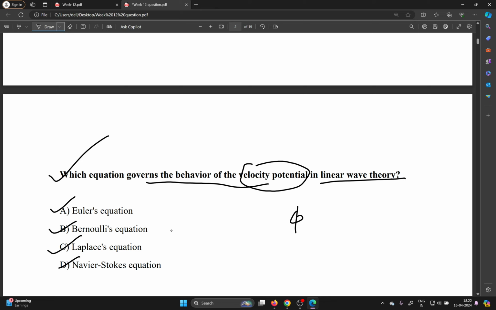Just for your understanding, what is the Bernoulli equation? P by rho g plus v square by 2g plus z is equal to head. What is your Laplace equation? The Laplace equation is nothing but, if I write in terms of the potential function, del square phi by del x square plus del square phi by del y square is equal to 0. What is your Navier-Stokes equation?